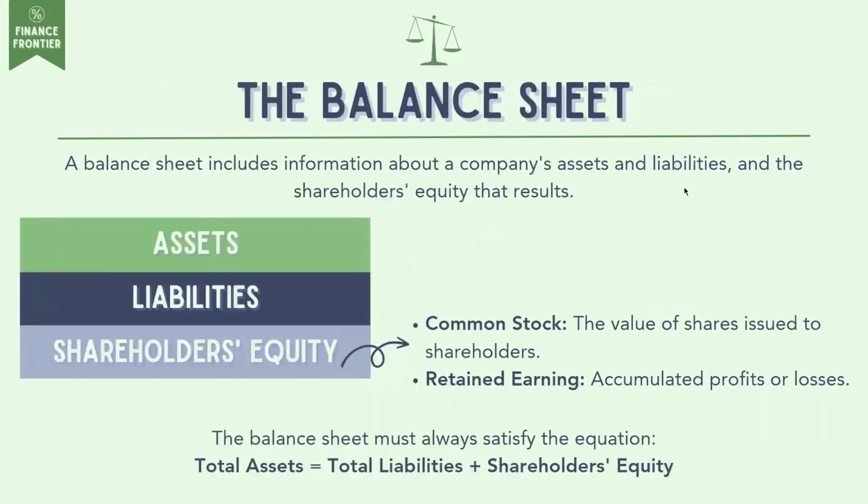The next indicator of the company's performance that we'll be looking at is the balance sheet. A balance sheet includes information about a company's assets as well as its liabilities and the shareholders' equity. So now the shareholders' equity is basically the stocks owned by shareholders of the company, and this can be divided into the common stock, which is the value of the shares issued to the shareholders, as well as the retained earnings, which are the accumulated profits or losses as a result of these shares. An ideal balance sheet should satisfy the equation that the total assets that the company possesses is equal to its liabilities as well as the shareholders' equity.